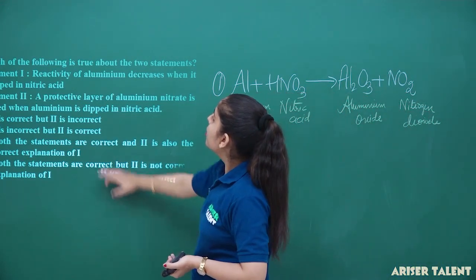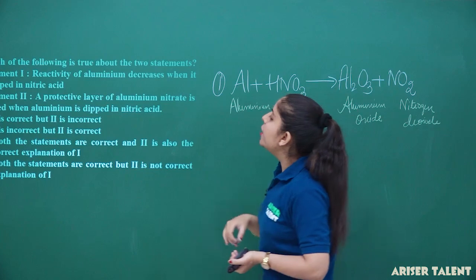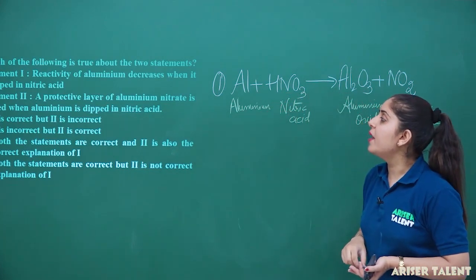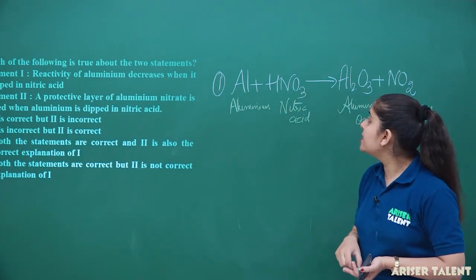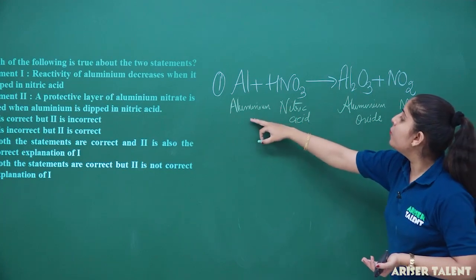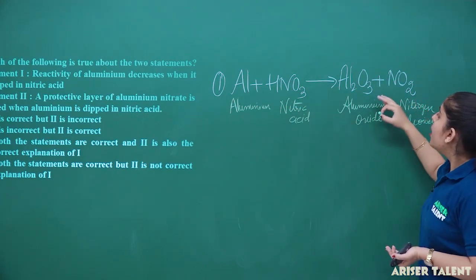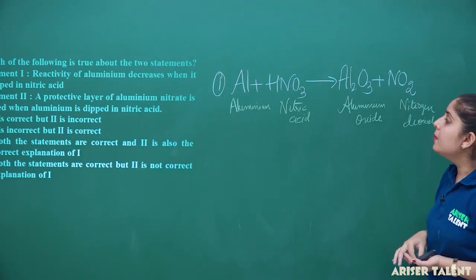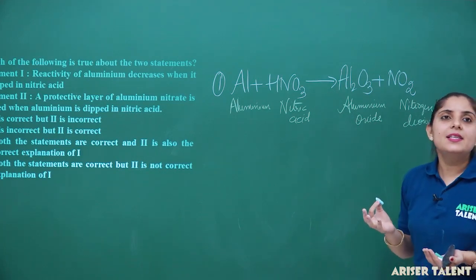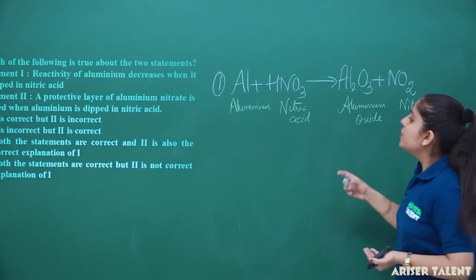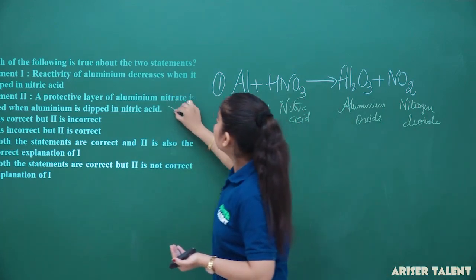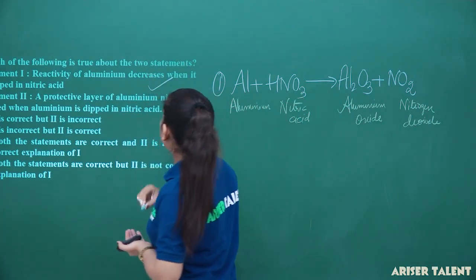Second statement: a protective layer of aluminium nitrate is formed when aluminium is dipped in nitric acid. So you can see that when aluminium is dipped in nitric acid, a protective layer of aluminium oxide is formed instead of aluminium nitrate. So this statement is entirely wrong and this statement is our correct answer.